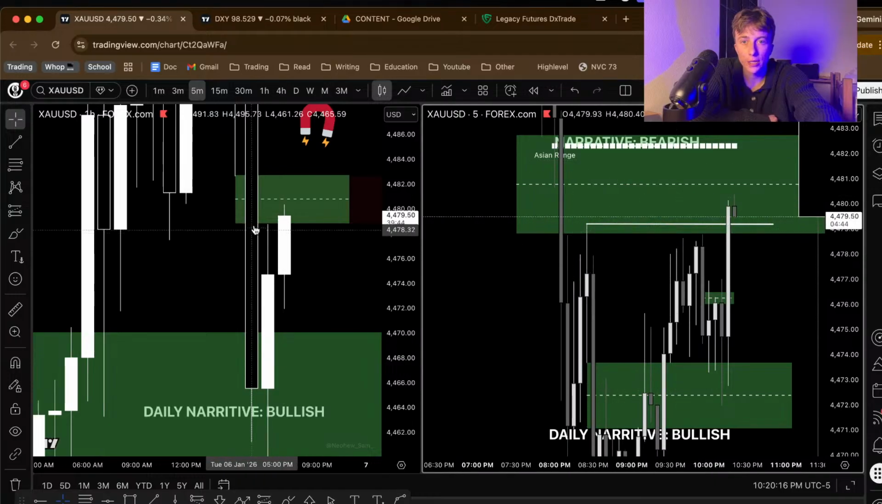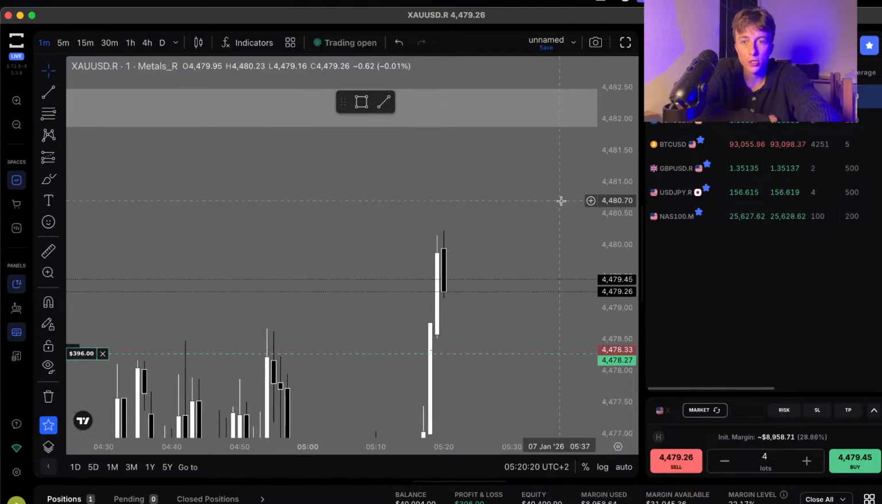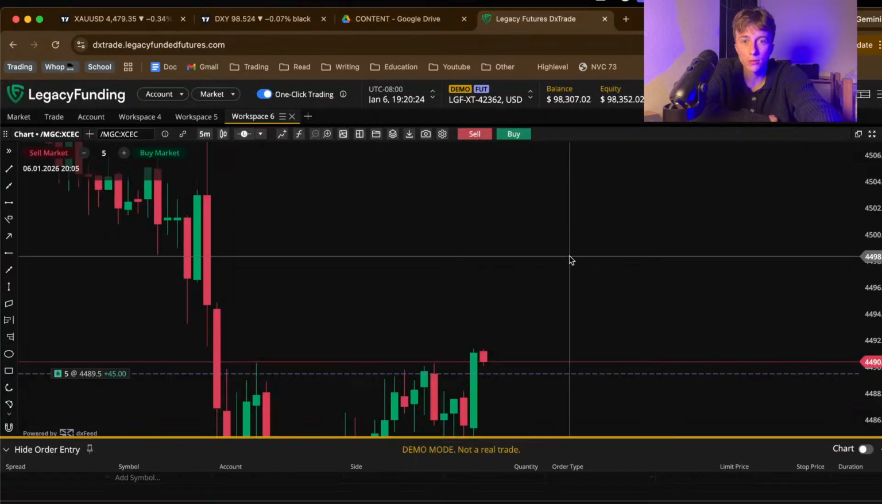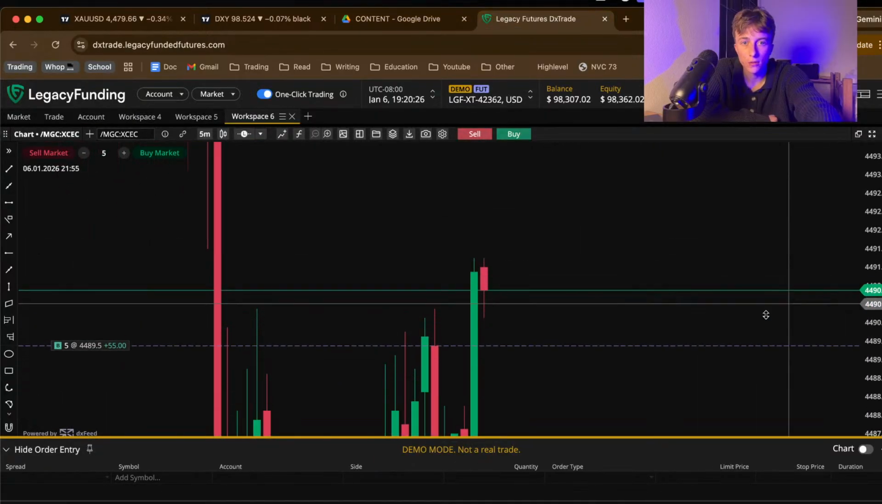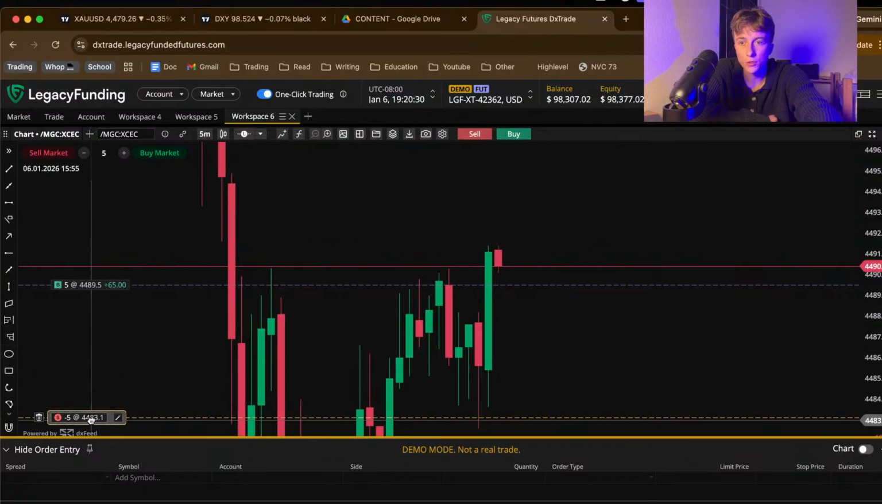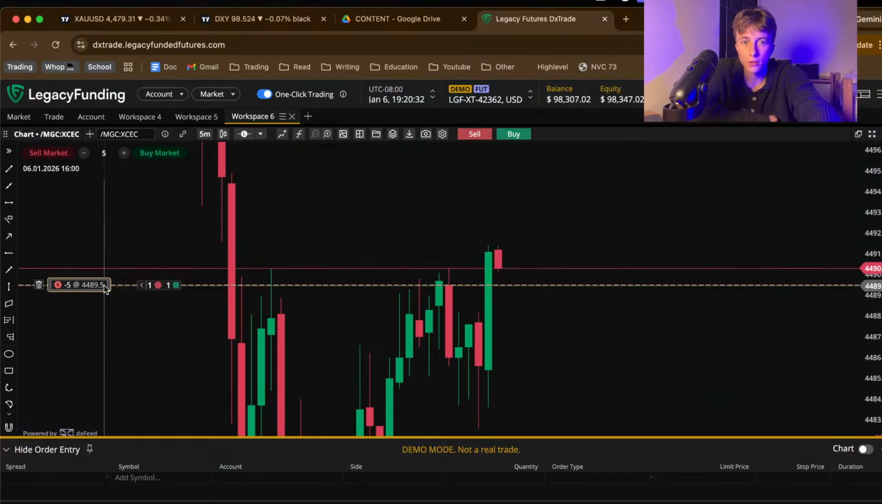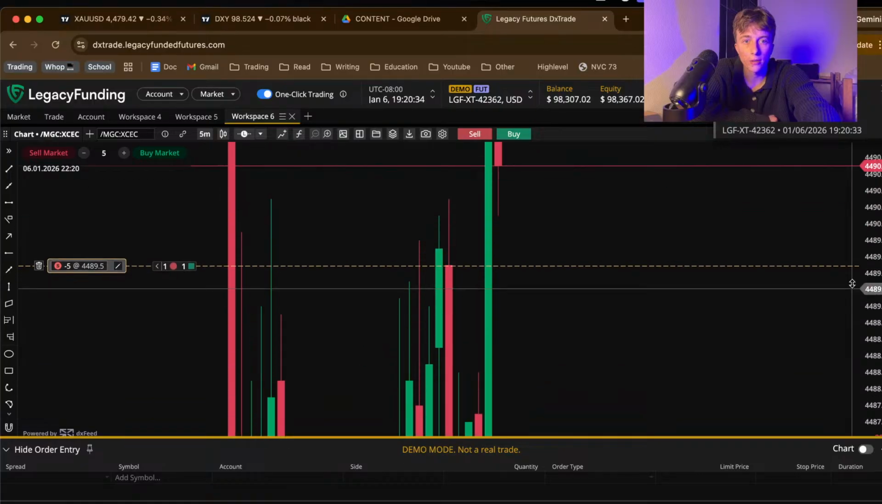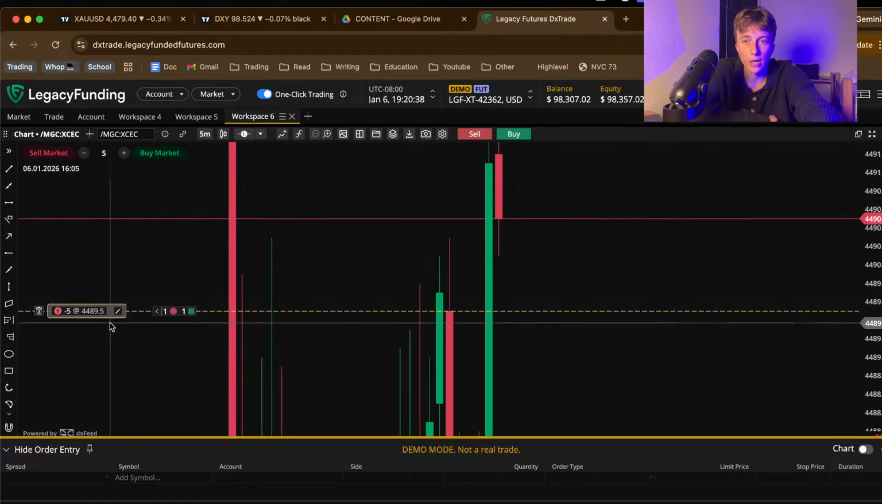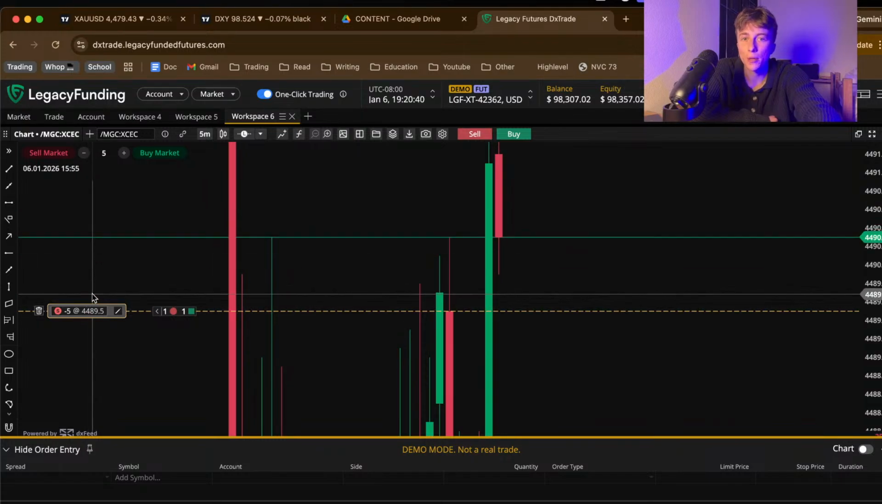Took out all that liquidity. We tapped into the 1 hour gap. Hopefully this position survives here. Let's go. I'm going to move this one to break even as well. There's no point not doing that. It's as simple as that. You just literally drag it. If you're buying, you have to put a sell stop.